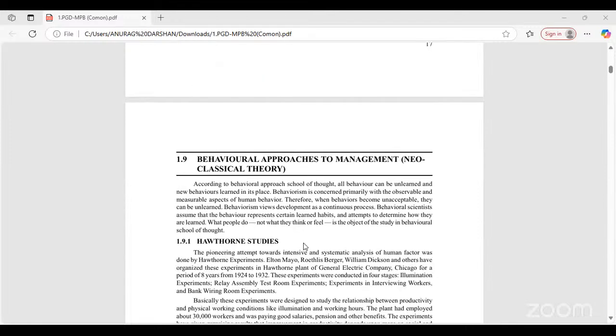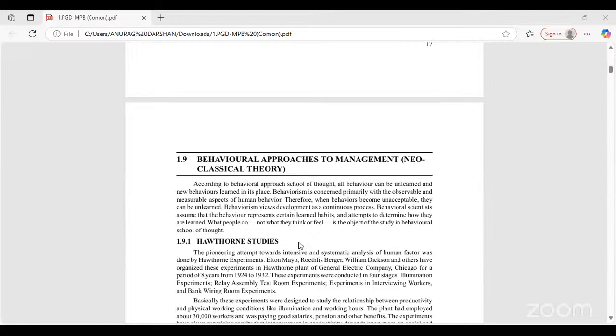And the last one would be the behavioral approaches to management. This comes under the neoclassical theory. So till now we have dealt with the classical theory. Now coming to the neoclassical theory, according to this behavioral approach school of thought, all the behaviors can be unlearned and a new behavior can be learned.